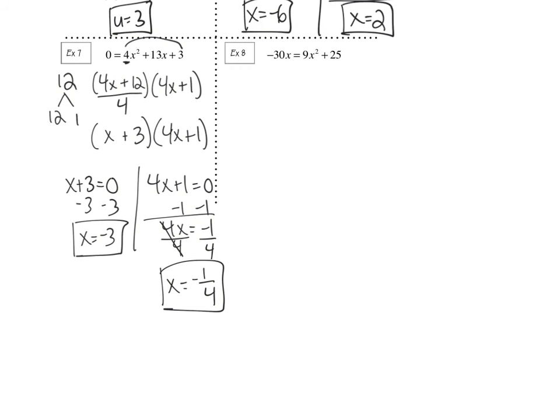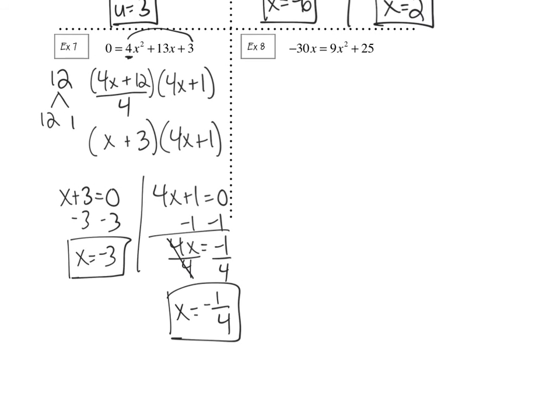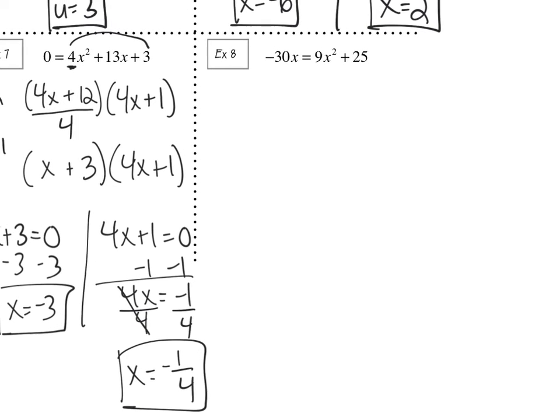And example 8 takes the most work, okay? Because in example 8, it's not equal to 0. Instead, it's equal to negative 30x right now. So in order to get it equal to 0, what we're going to do is move that negative 30x onto the other side. The opposite of negative, whenever you're moving something, is adding. So we're going to add 30x to both sides, okay? And we're going to rewrite our equation so that it's easier to solve.